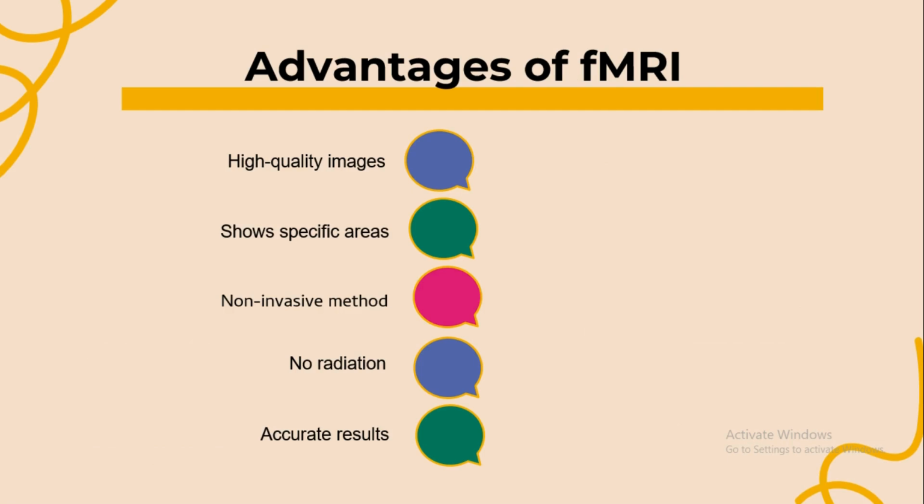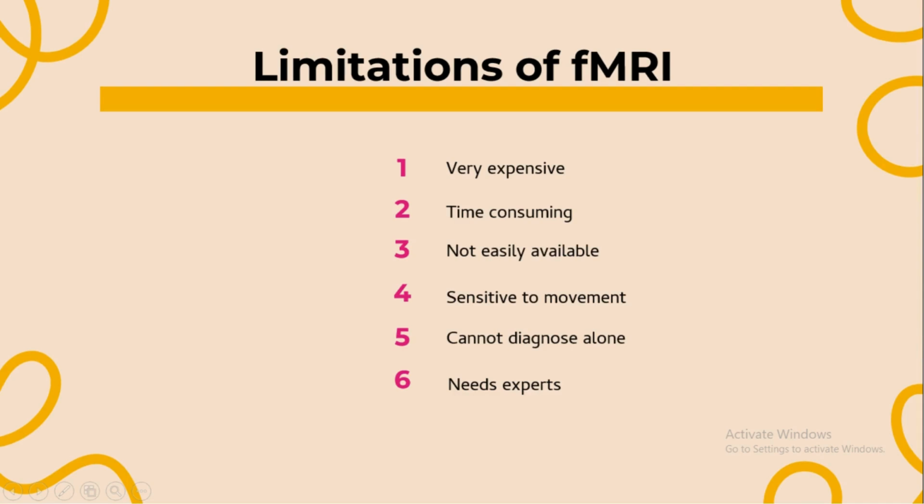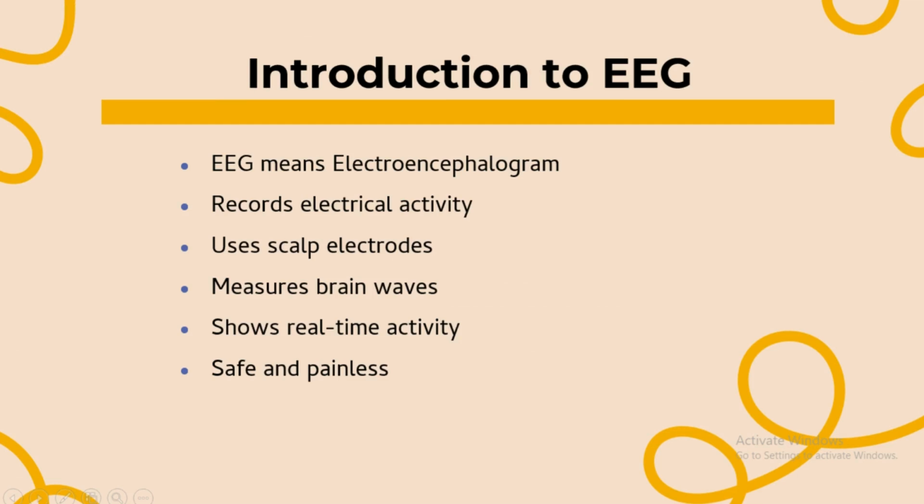What are the advantages of the fMRI? It has high quality images showing specific areas, it is a non-invasive method, no radiation is required, and accurate results are observed. What are the limitations of the fMRI? It is very expensive, time consuming, not easily available, sensitive to movements, cannot diagnose alone, and needs experts.